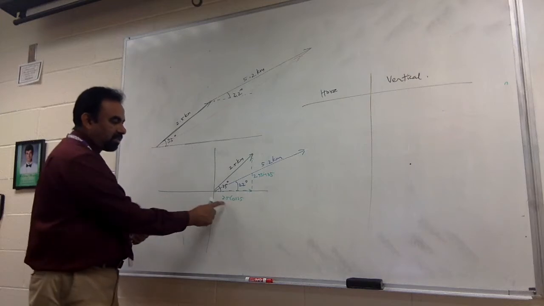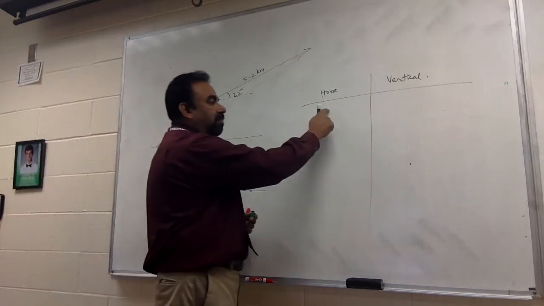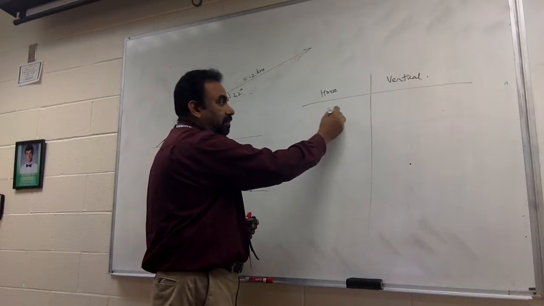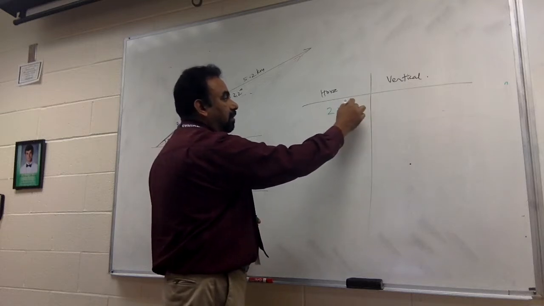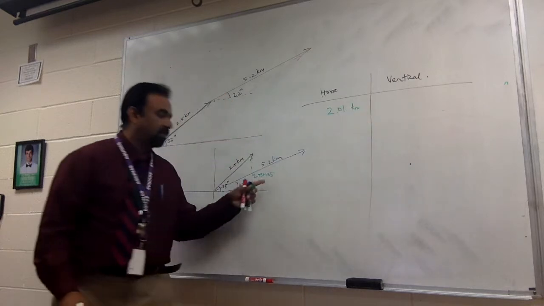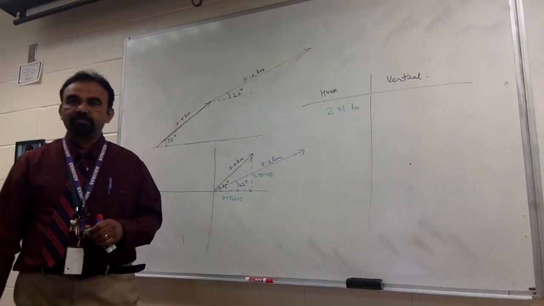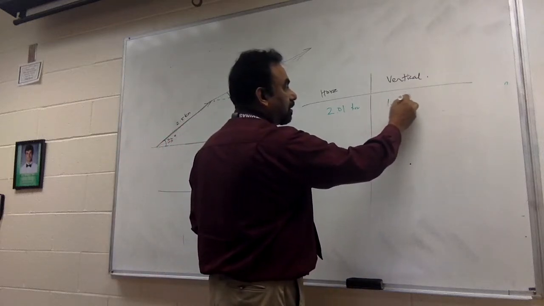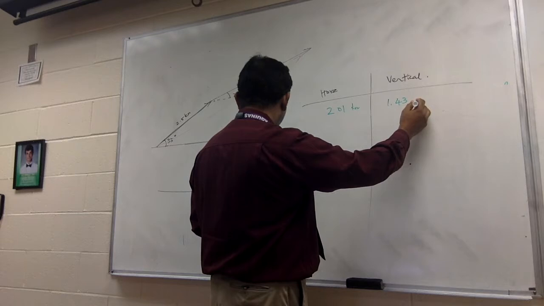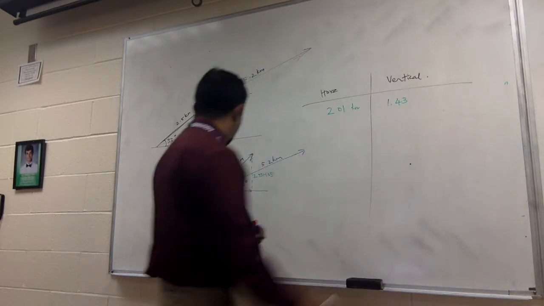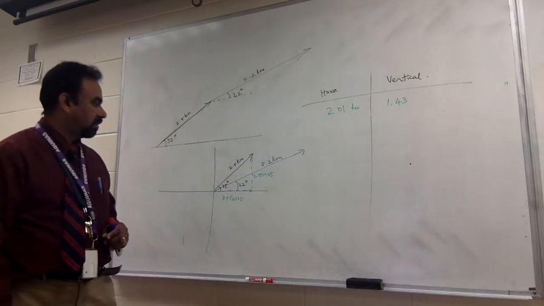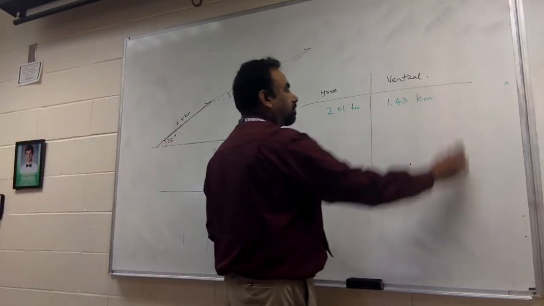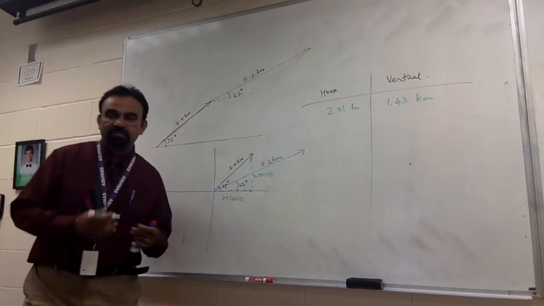And tell me how much is 2.5 cosine 35? That's the horizontal part. How much is that? Exactly 2 kilometers. And how much is the vertical part? 1.43. Yes, 1.43 kilometers. Now we go to the next vector.